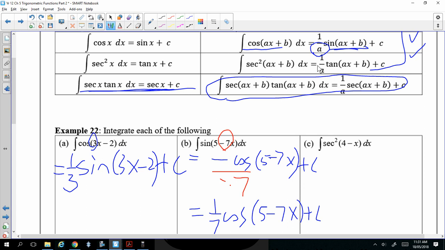Okay, good. How about the next one? Sec squared is tan, so you write tan of 4 minus x plus c, and then you divide by the number in front of x, which is negative 1, so just put a negative in front. And then we've got some definite integrals to go through, so you try to do this. It's not a lot of questions we'll go through today.